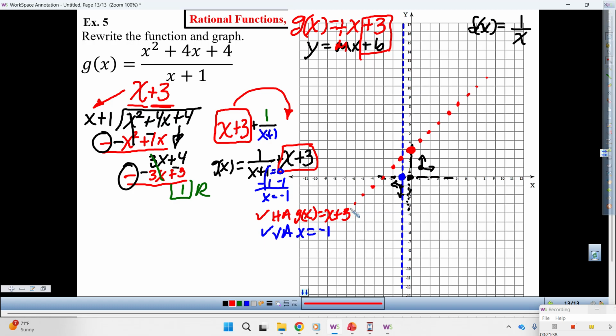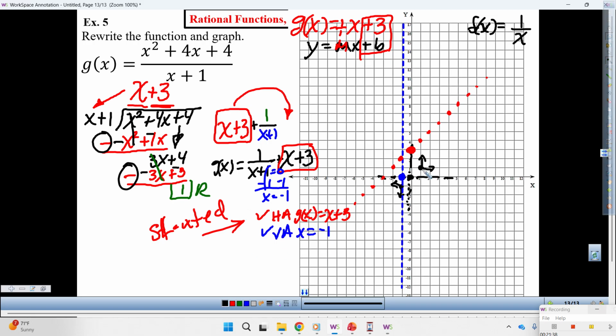And what do you guys notice about our HA? Our HA now, that one is slanted. It's a slanted HA. You guys see that it's slanted? Yes? However, check this out.